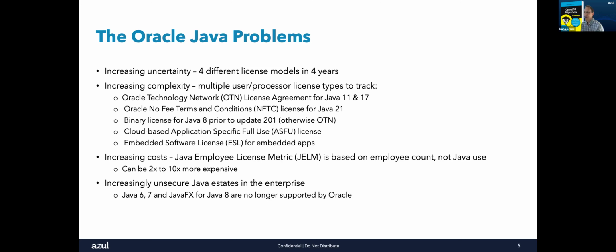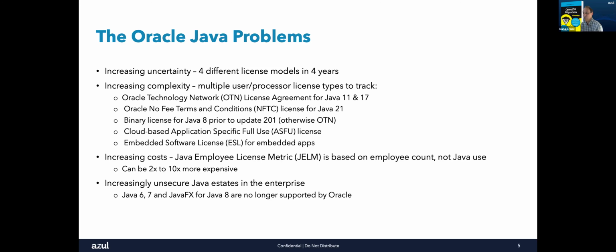And if you've got a large Java estate with multiple versions of Java in place, which is most of the enterprises that we talk to, that means you're going to have to track multiple different kinds of licenses because that license model keeps changing. So if you've got older installations prior to Java 8, you may not even be on support. If you've got Java 8 prior to update 201 or 202, that means you've got a free version, and that's similar to the most recent version, Java 21, which has the no fees, terms, and conditions license applied to it. But there are other licenses as well.